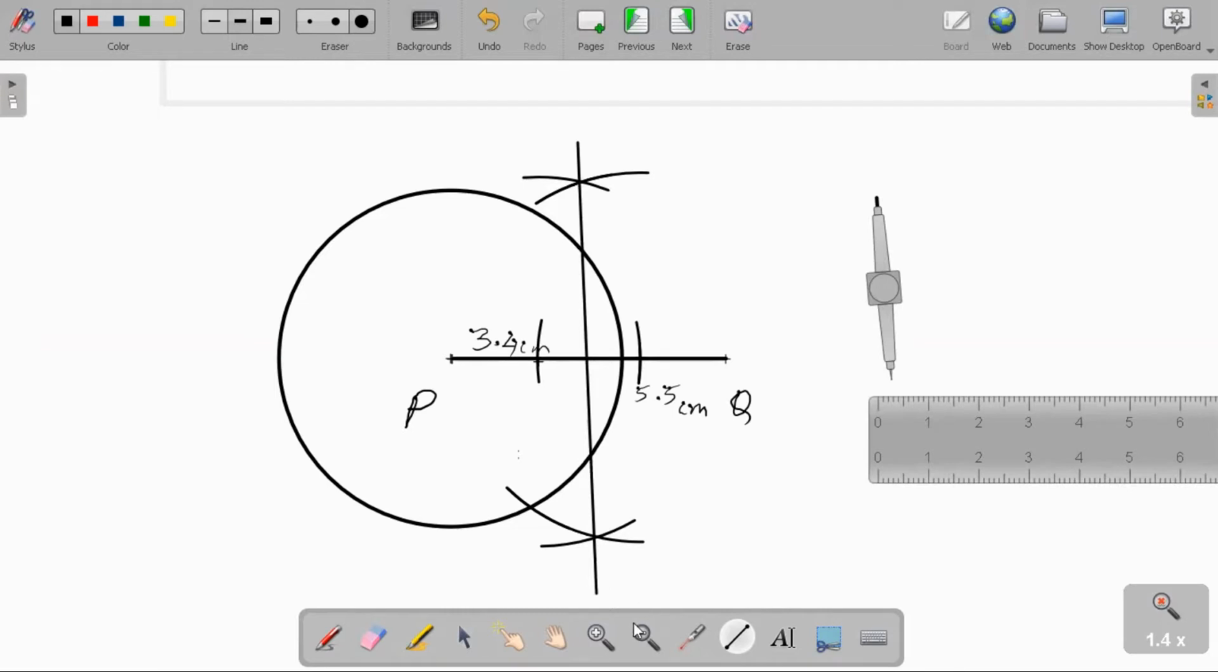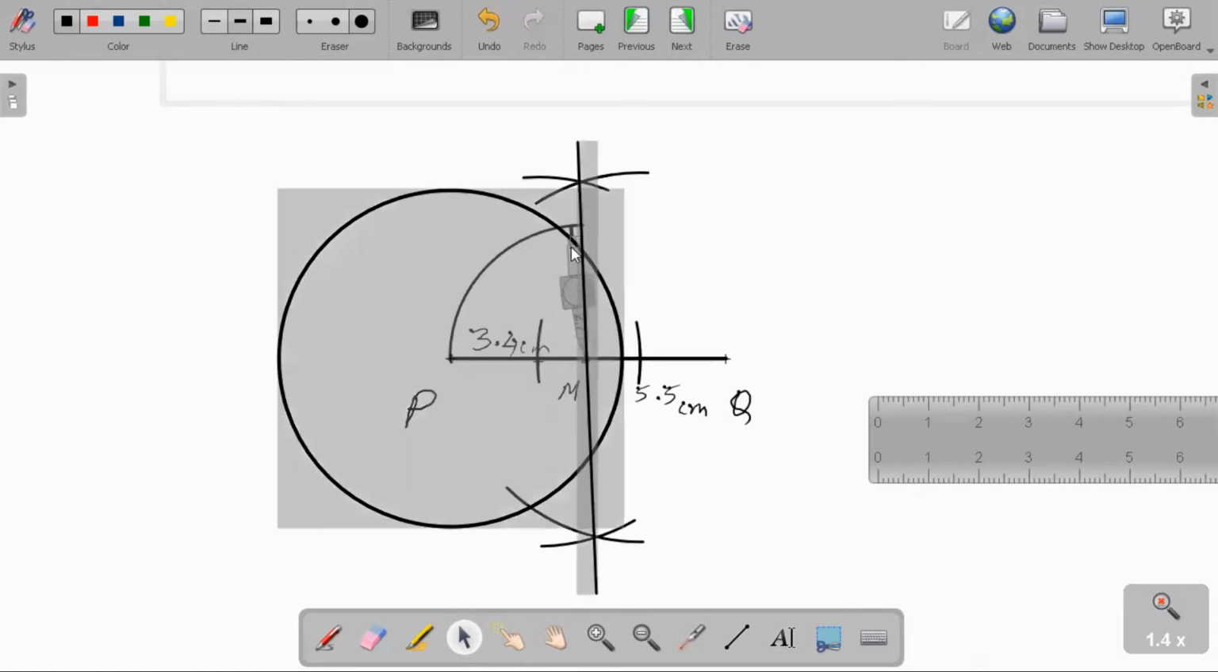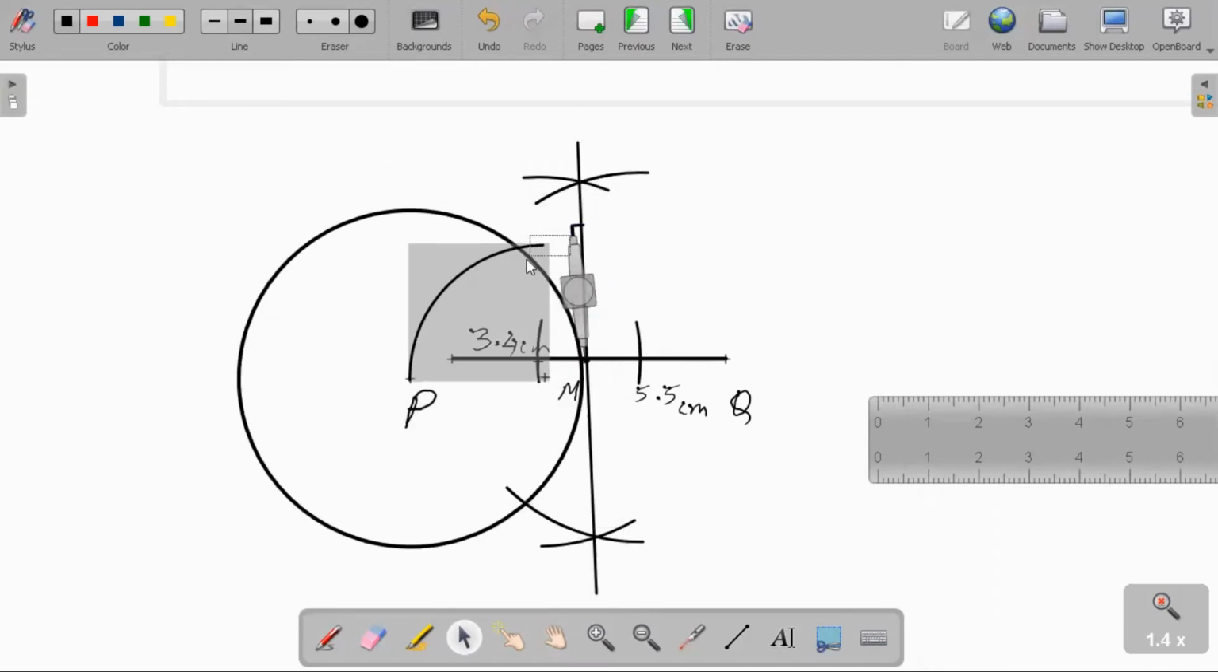You see, this is the point of intersection, and this point will be the midpoint, and then I'll name it as M. Once you have got the midpoint of the segment, you take the pointer of your compass, put it at point M, and keeping MP as the radius, you draw an arc that will cut the circle at 2 points.